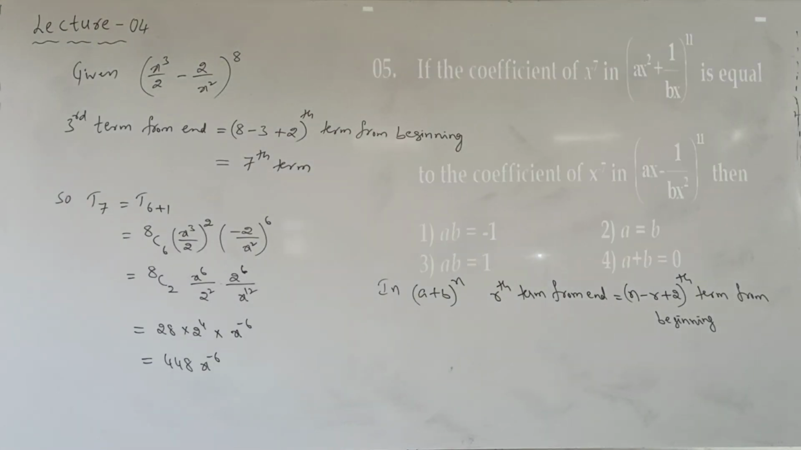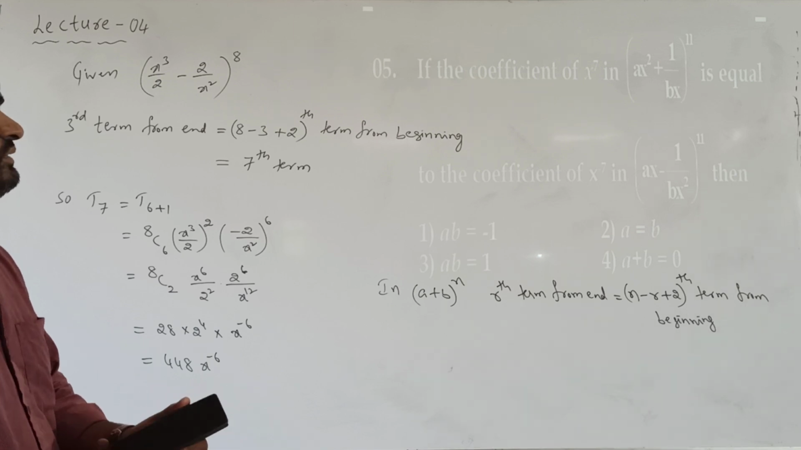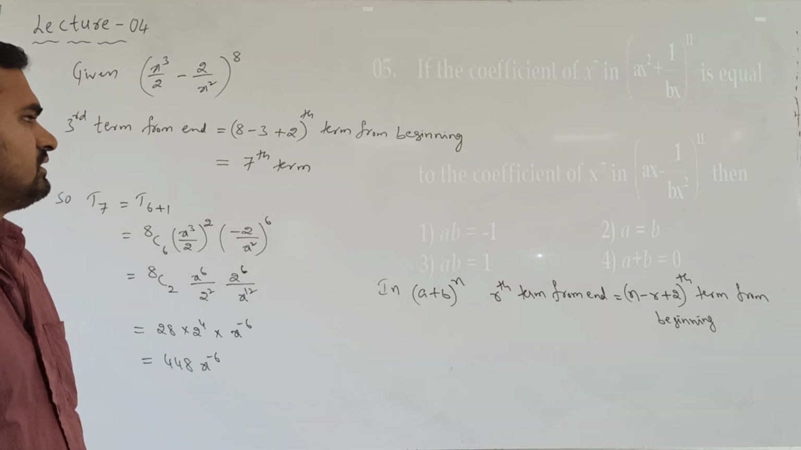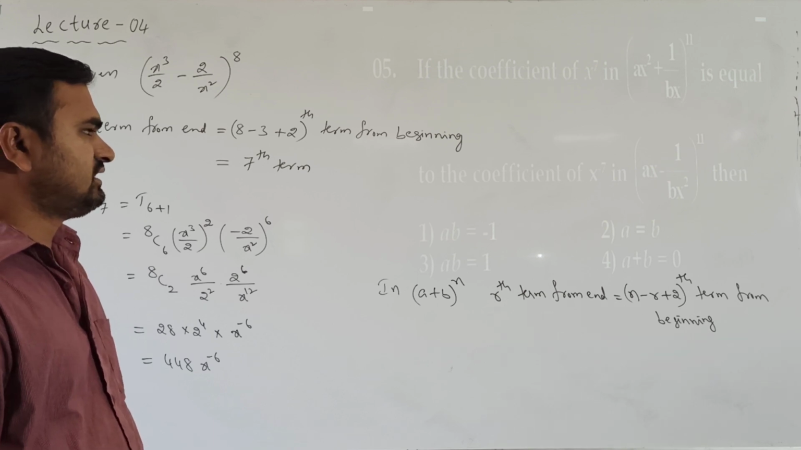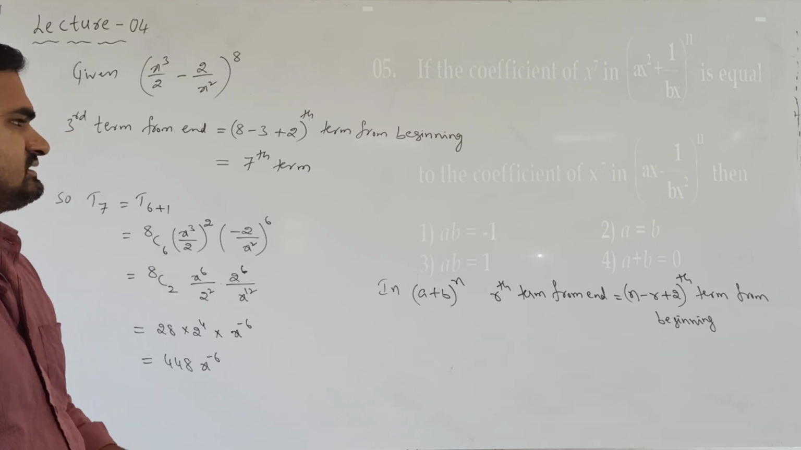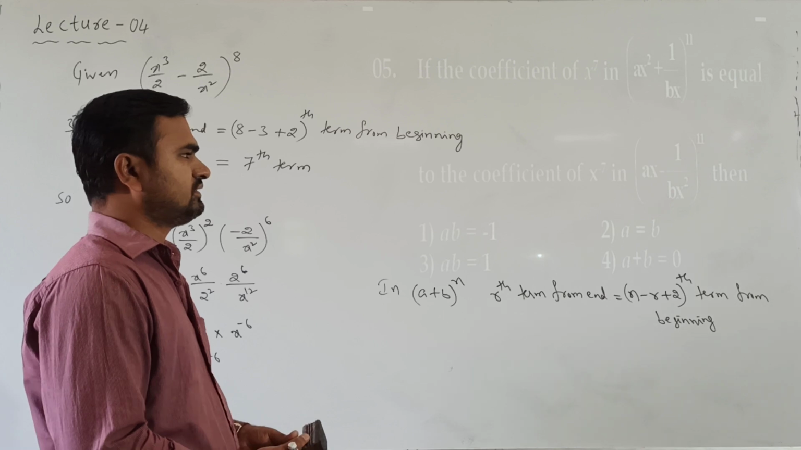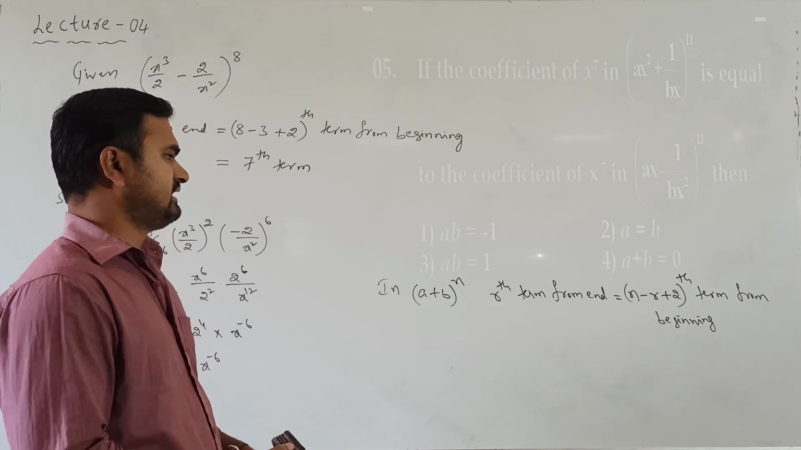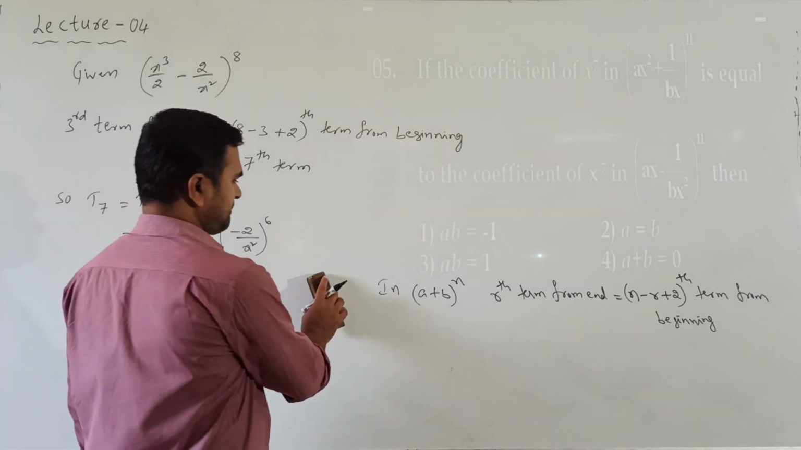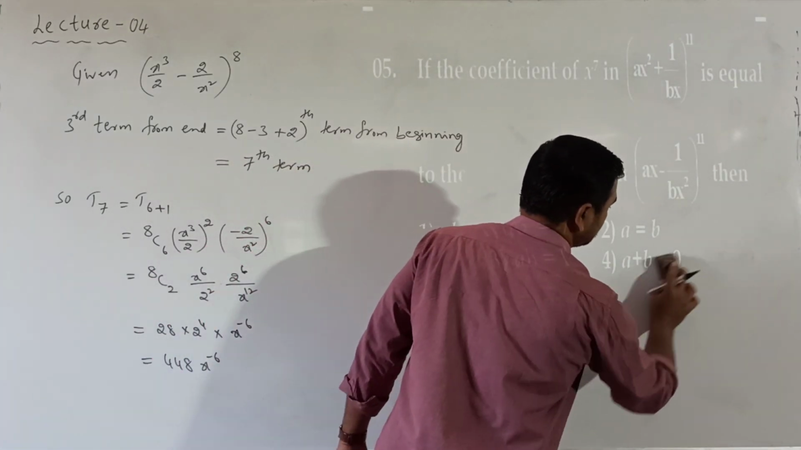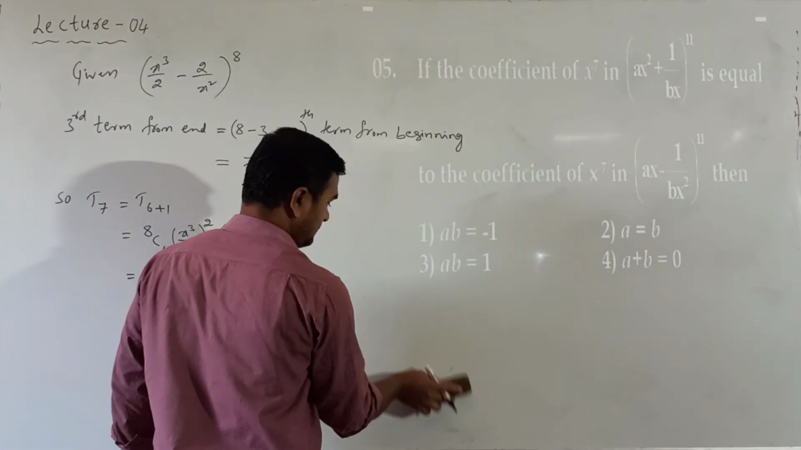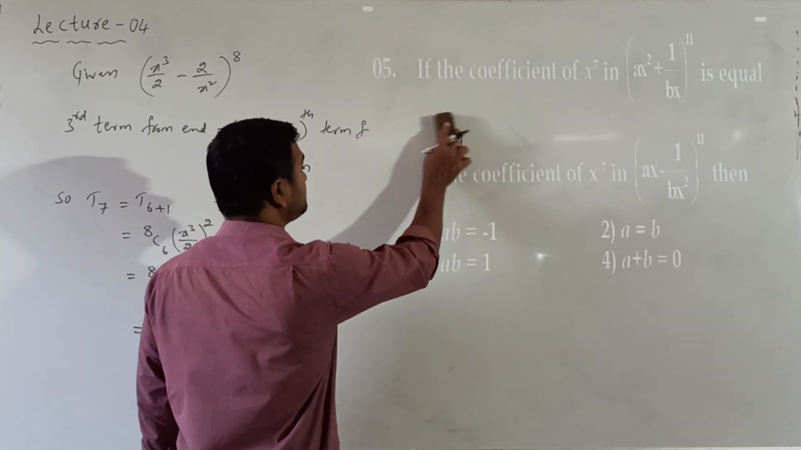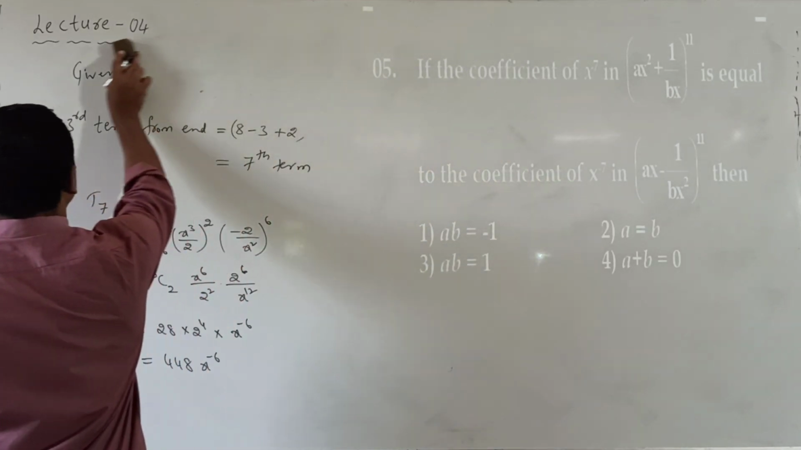Now see the next question. If the coefficient of x power 7 in the expansion of (ax square plus 1 by bx) whole power 11 is equal to the coefficient of x power minus 7 in the expansion of (ax minus 1 by bx square) whole power 11, then what is the relation between a and b? If you observe, the options are given in terms of a and b. So we have to find what will be the relation between a and b.